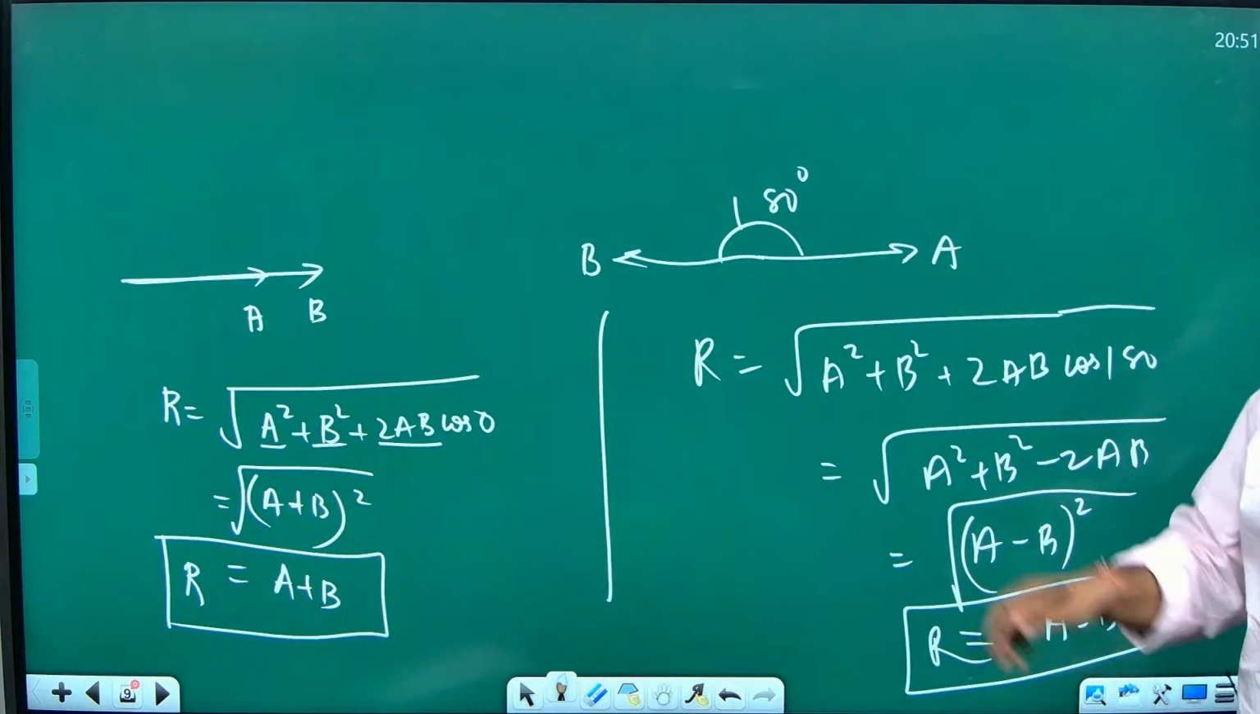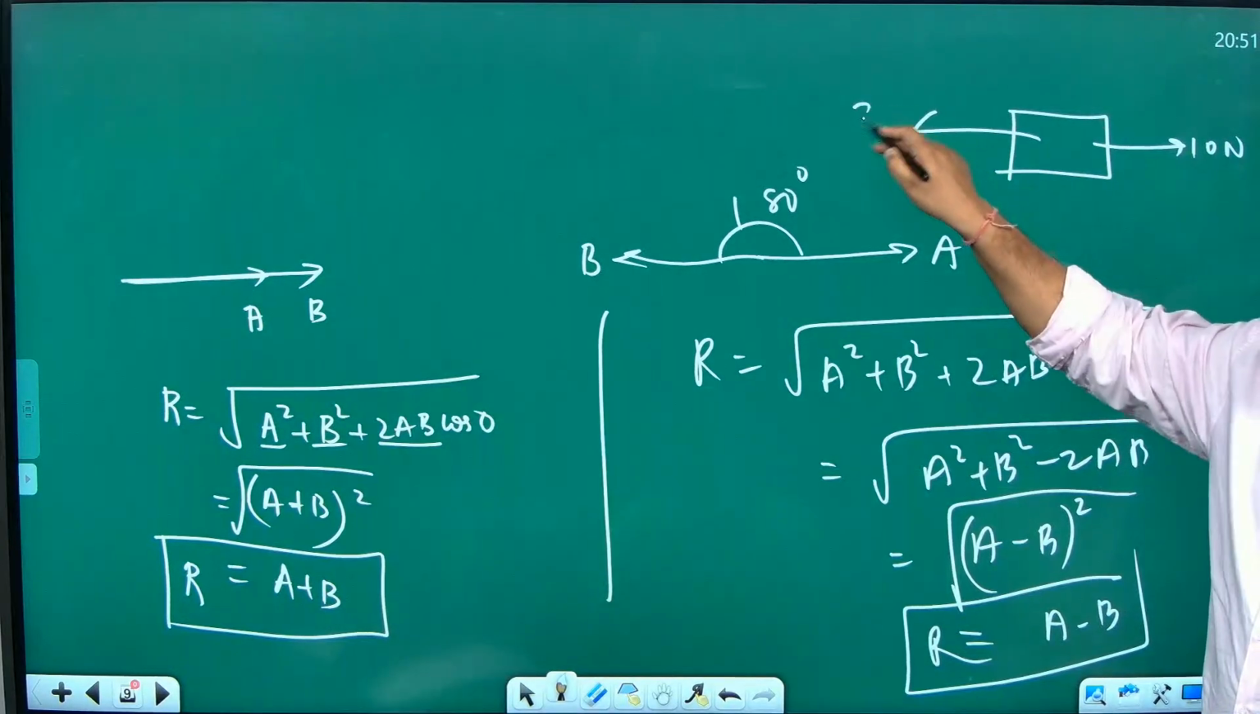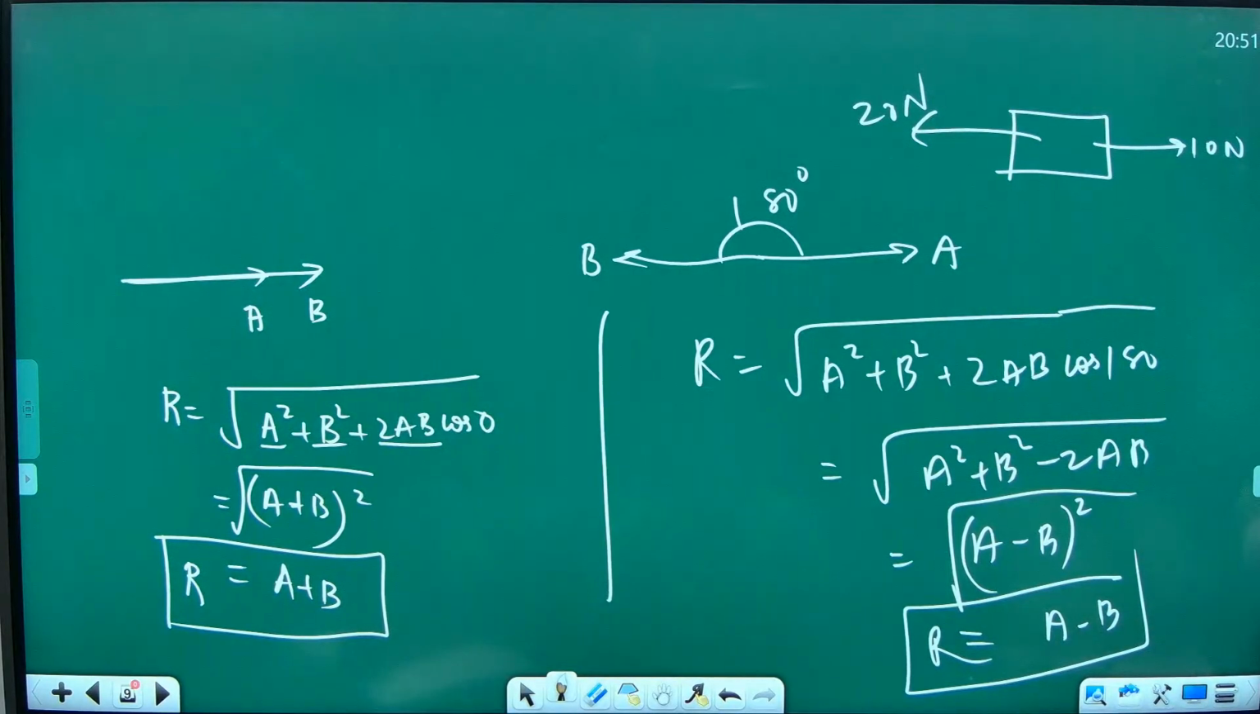That's why in smaller classes they will say there is an object, this side 10 Newton, this side 20 Newton. What is the net force? What is the direction? 10 Newton towards left.